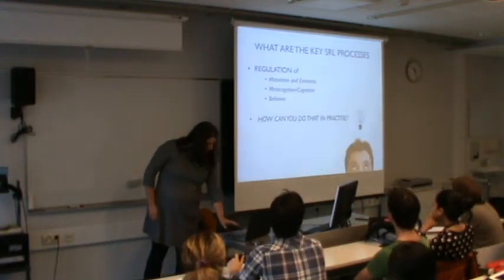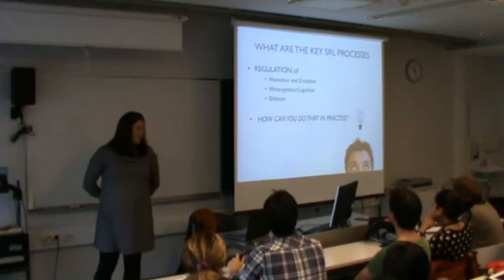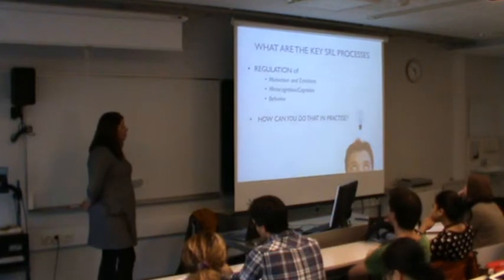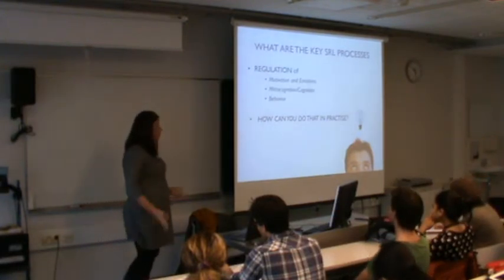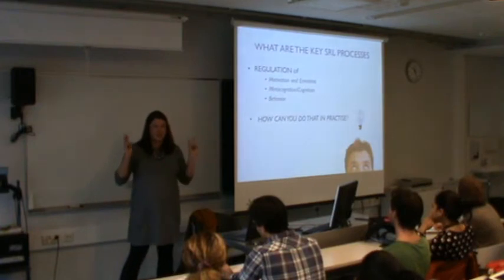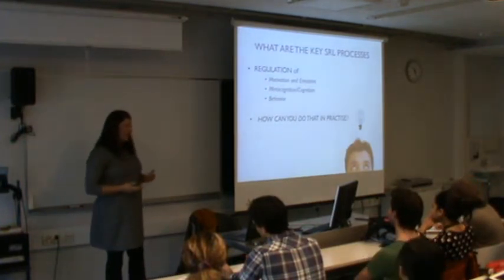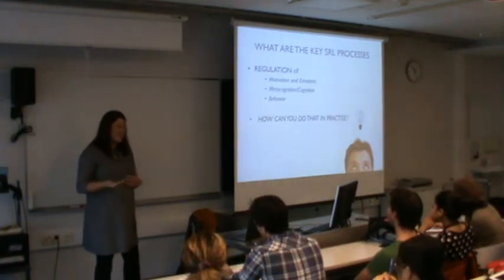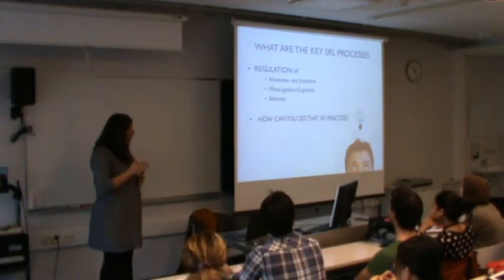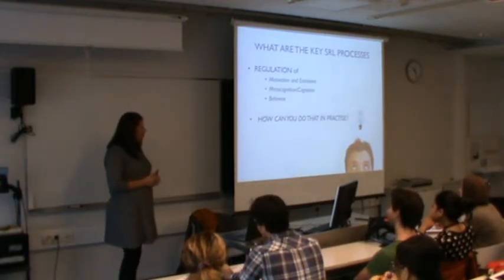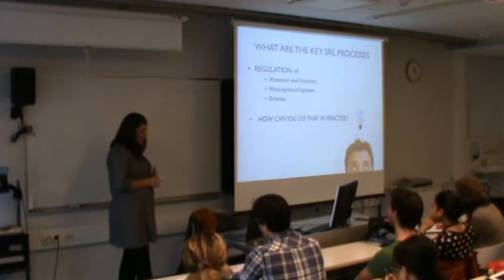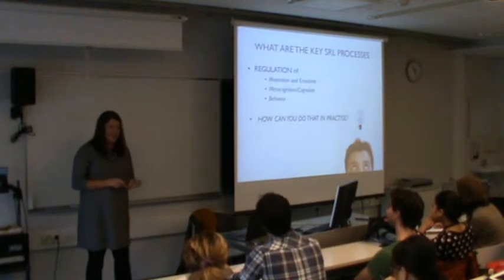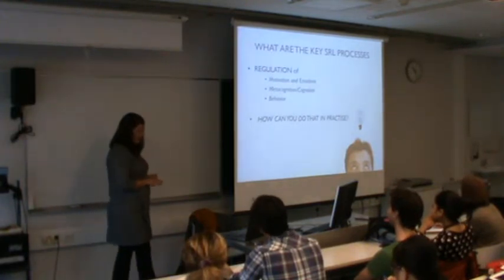So, what are the key self-regulated learning processes? They are regulation of motivation and emotions, metacognition or cognition. Well, some people say that there is no such concept as metacognition, because every time you externalize your thinking, it's a cognitive act, not anymore metacognitive. But it depends on the perspective. And of course, there is behavioral regulation, which includes time management and organizing the learning environment and that kind of things.